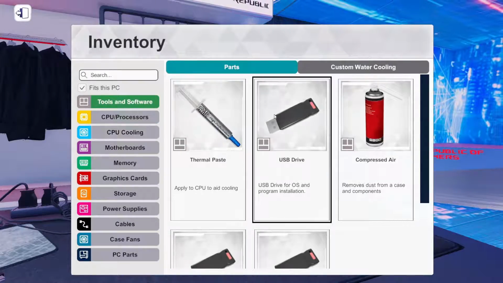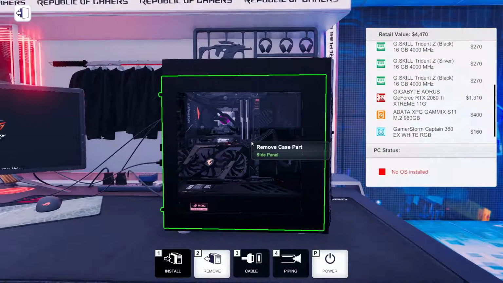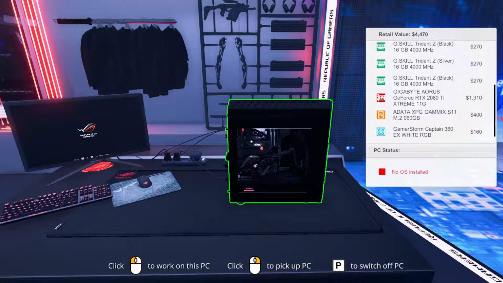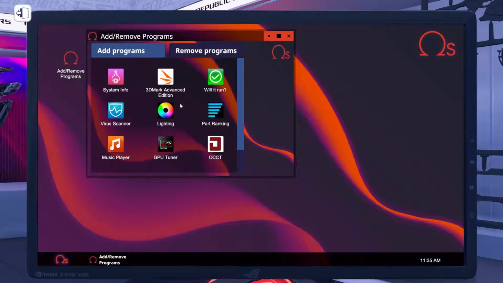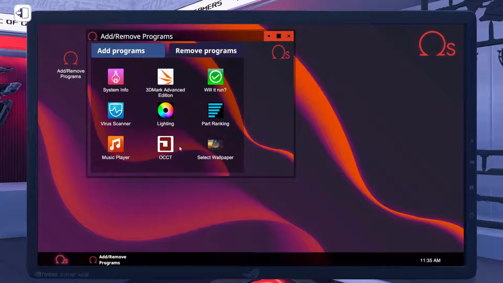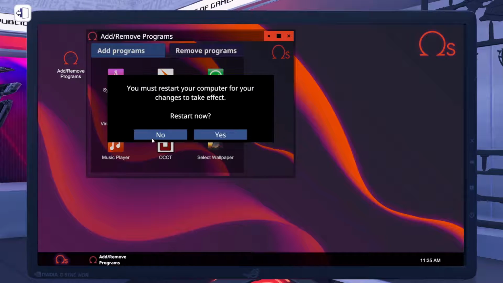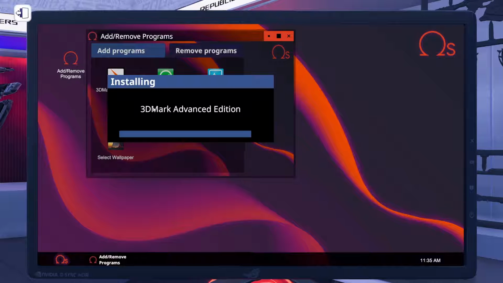Now, I haven't tried this in real life because I haven't got a test bench where I can actually use this. However, what I think will happen is it's just going to slow the entire machine down. So what we need is GPU tuner. We also need OCCT. I also want to install system info because I want to know the temperature difference as well.